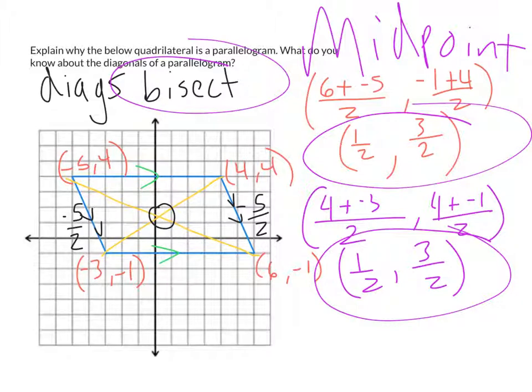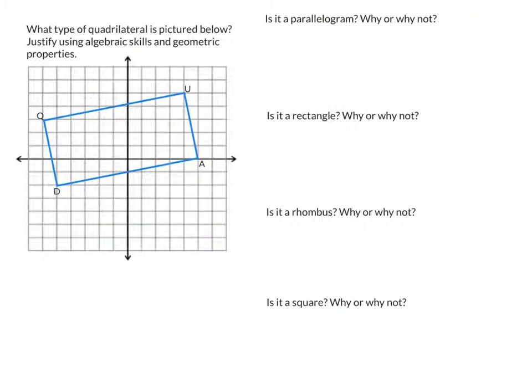So anywho, that's cool. Last problem of the video. What type of quadrilateral is pictured below? Justify using algebraic skills and geometric properties. Okay. Quadrilateral, quad. How creative of me to name it quad. All right, so we got 4 questions. Is it a parallelogram? Why not? Is it a rectangle? Why not? Is it a rhombus? Why not? Is it a square? Why not? Okay, fun. Thanks, Mr. Allen, for giving us all this extra work.